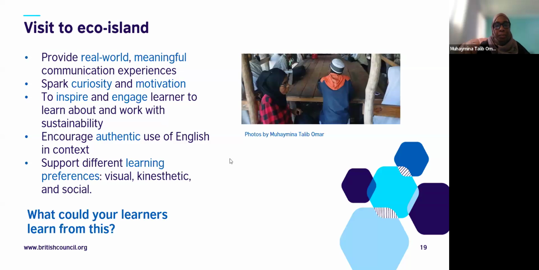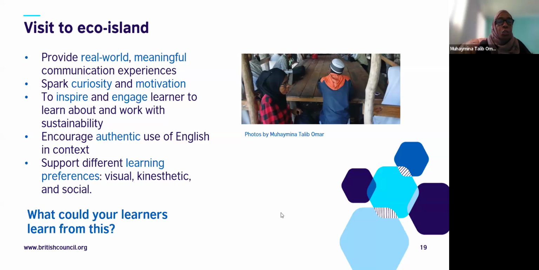So here in the picture is the first stop where we reached the island, where we were given instructions on the do's and don'ts during our stay at the island.